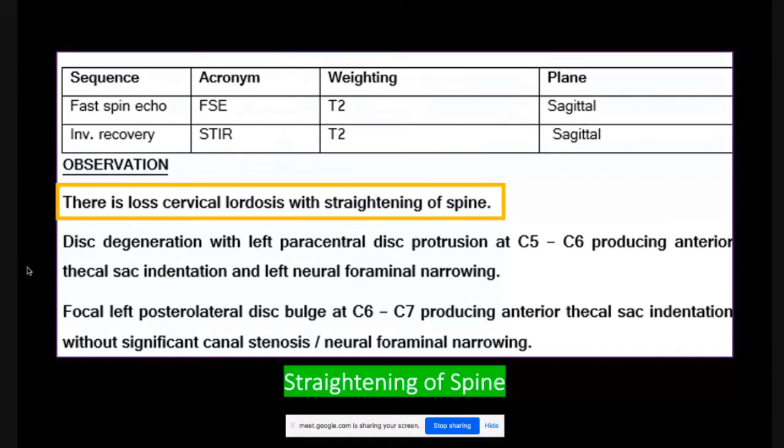Okay, this is another report. Along with that, one more phrase is given: loss of cervical lordosis with straightening of spine. As I explained, when the muscle is pulling the spine, that is the C spine or lumbar spine, the curvature will be lost. Instead, the spine looks straight. So that's why they are giving the name straightening of spine.